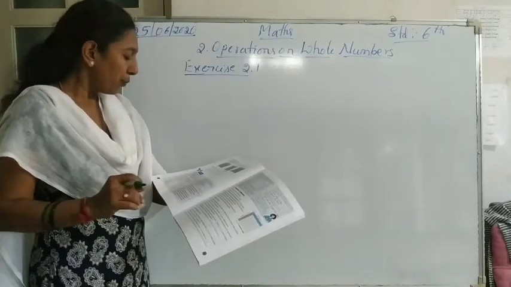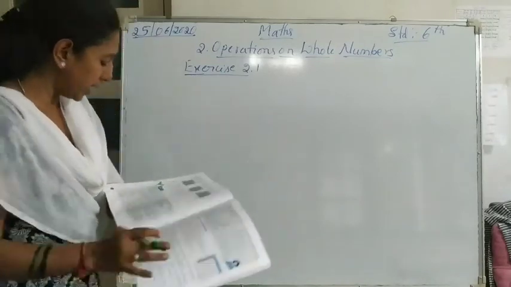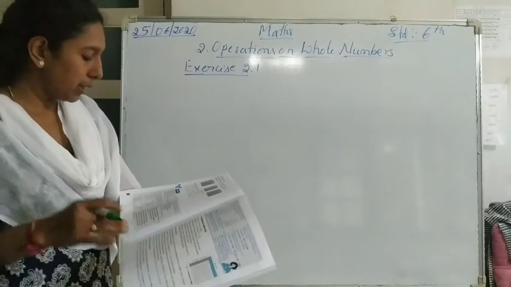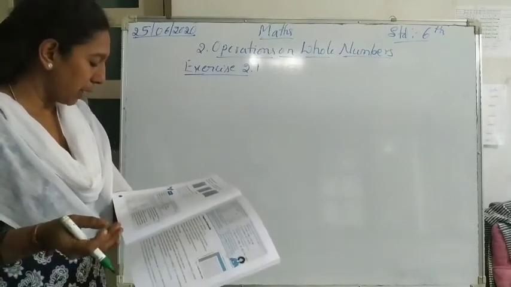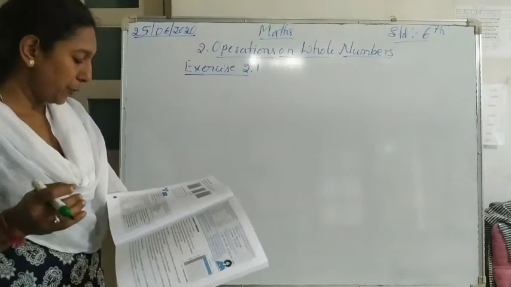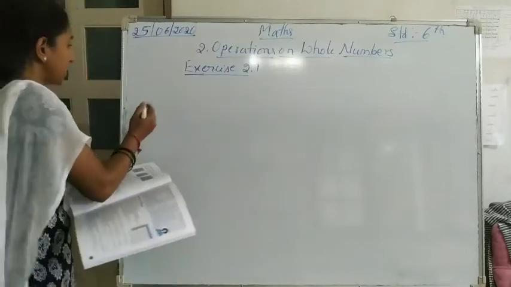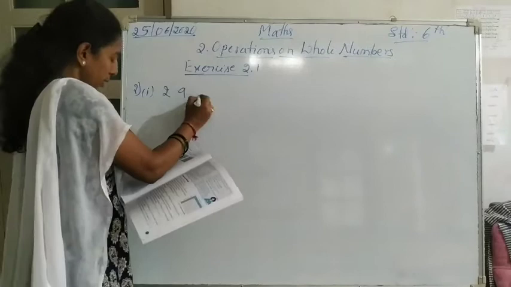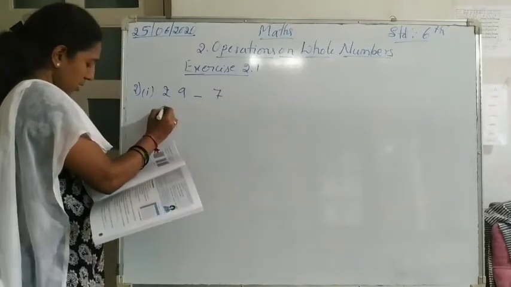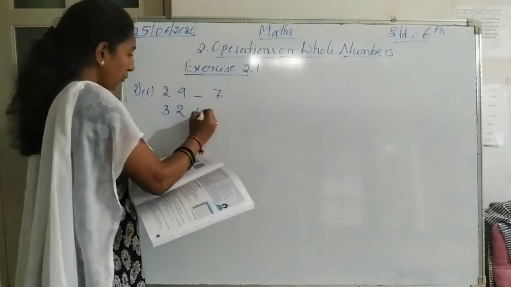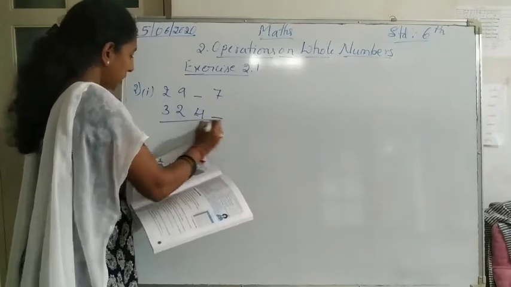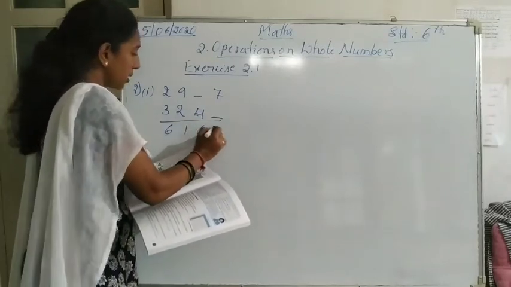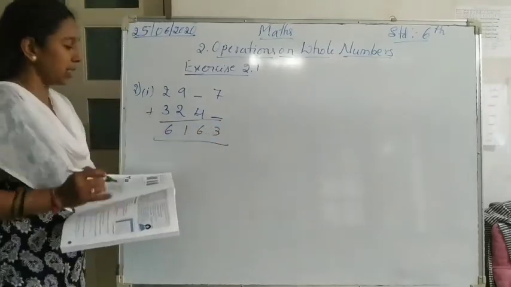Second one, find the missing digit in these addition sums, then reverse the order and add the numbers again. See if you get the same result. So the first one they have given here is 29-7, 324 dash, and the sum is 6163. So this is the addition sum.